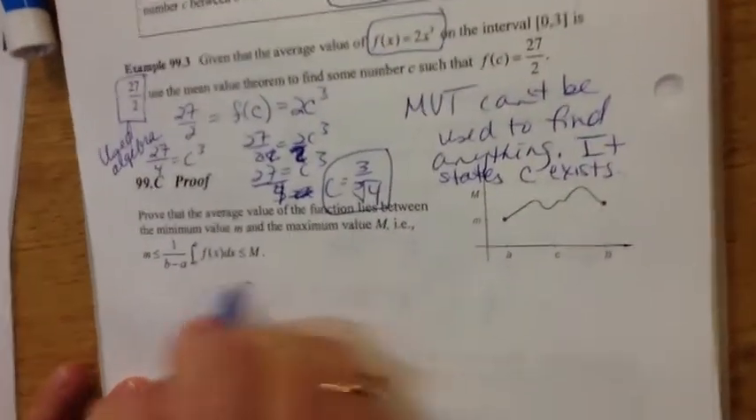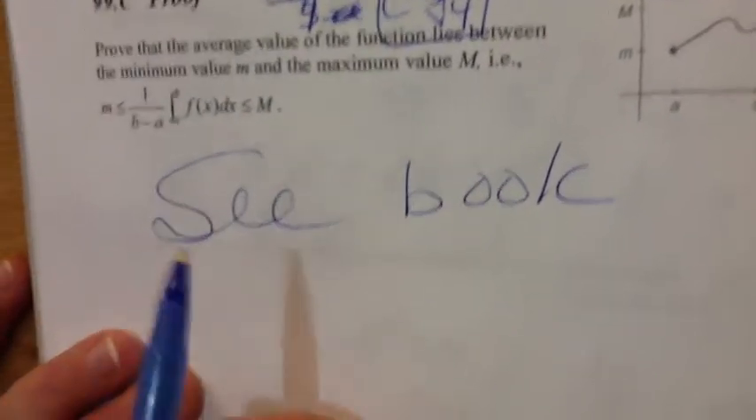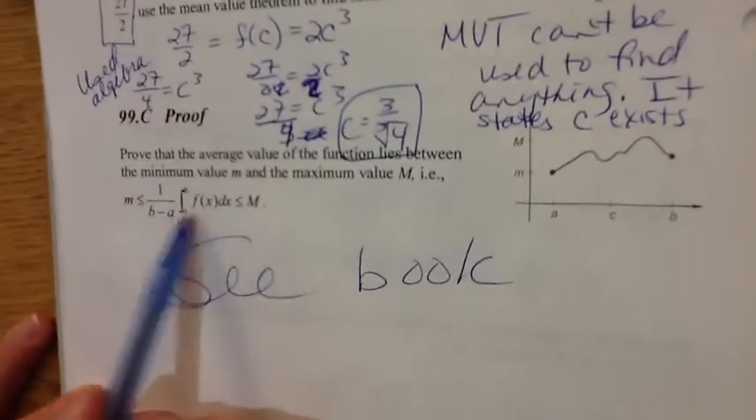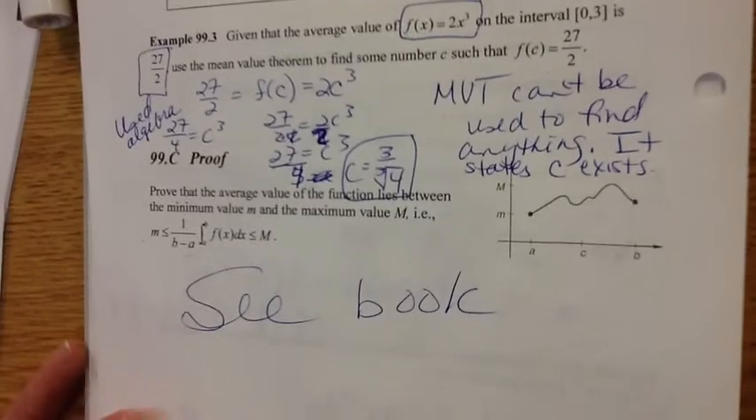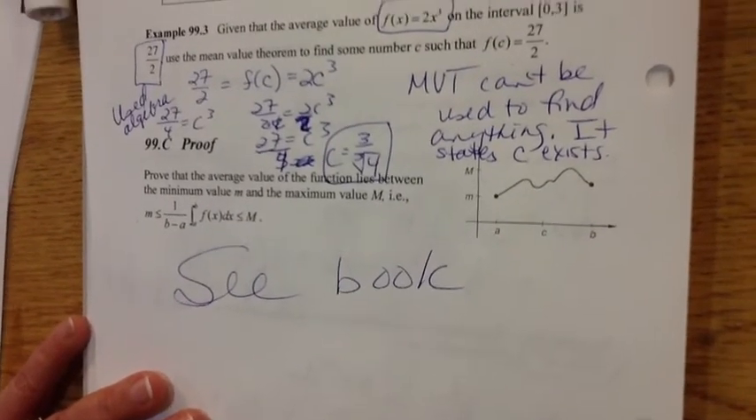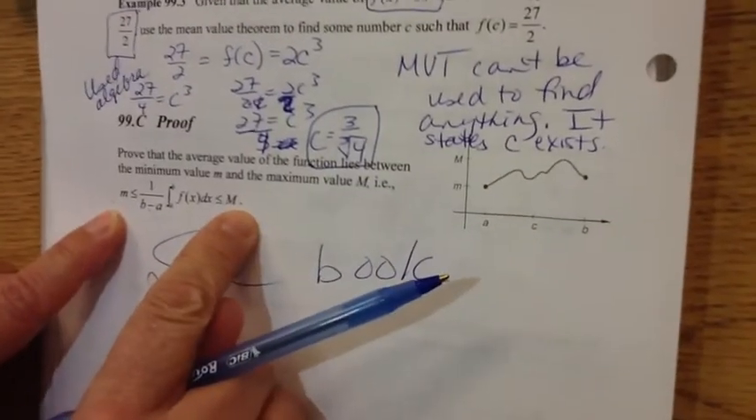I'm not going to do the proof. See the book if you want to see the proof. It basically tells you that the mean value, or the average value, is between the minimum and the maximum. And you go, really? Think about it. Does that make sense? The average value is going to be somewhere between the min and max. You're like, yep, that's obvious. All right, so now suppose we could do it. Let's do it.